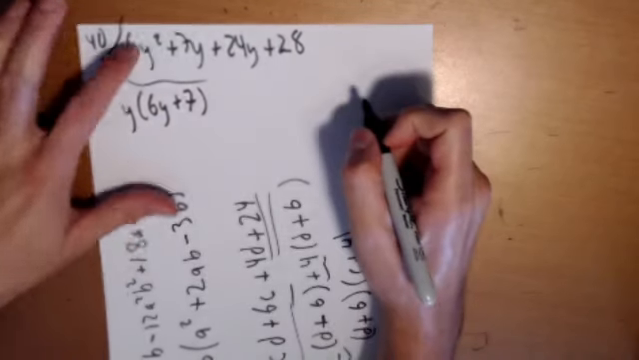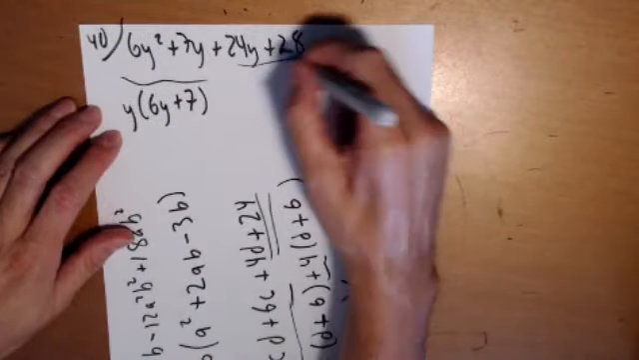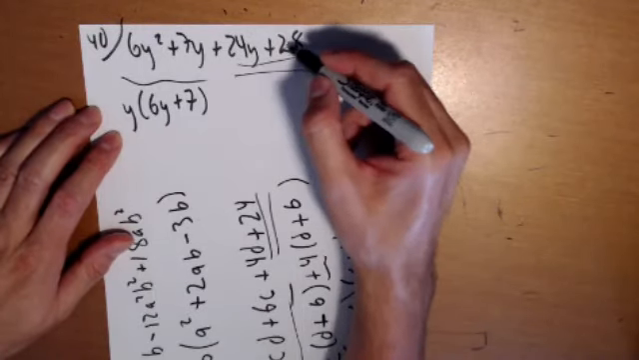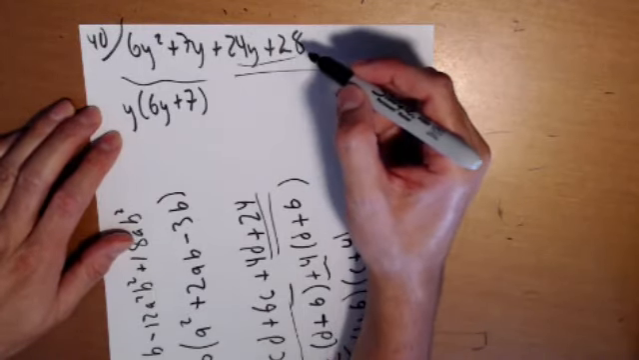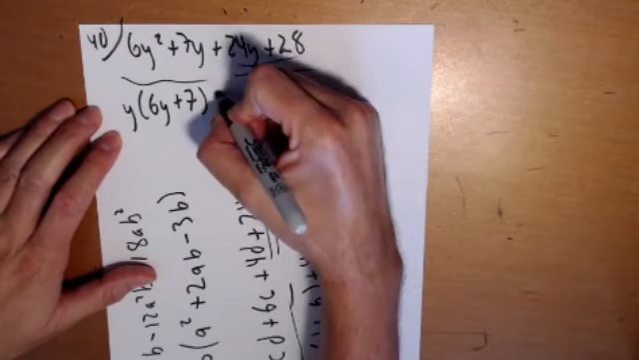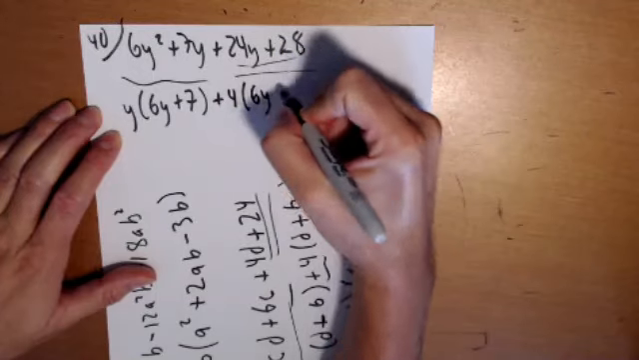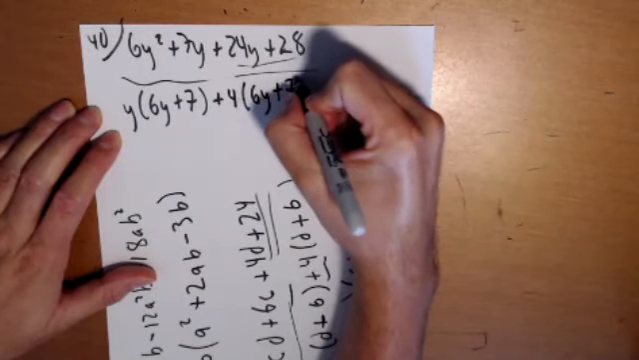Double check, 6y squared, 7y, good. Now focus on the next two, 24y plus 28. Okay, so 24, 28, I can pull out a 4. Yeah, pull out a 4. And that's going to leave me with a 6y plus 7.